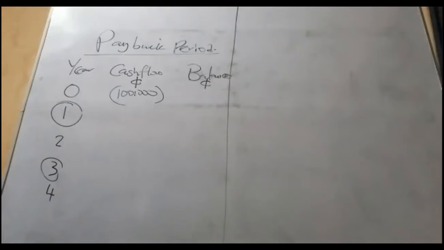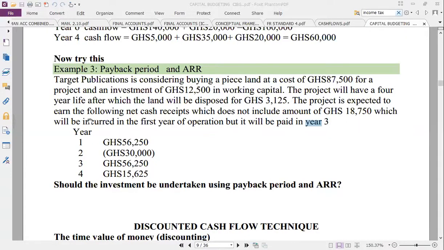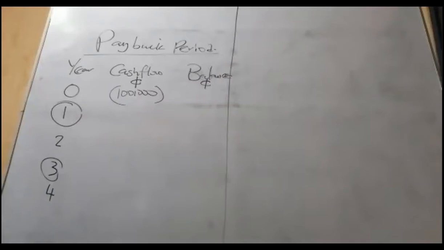Great. So let me take that section again for the last time. They said that the project is expected to earn the following net cash receipts, which does not include an amount of 18,750, which will be incurred in the first year. So that's year 1, but it will be paid in year 3. And here, because we are looking for cash flow, it must be in year 3, not year 1. The timing of the cash flow is very important.